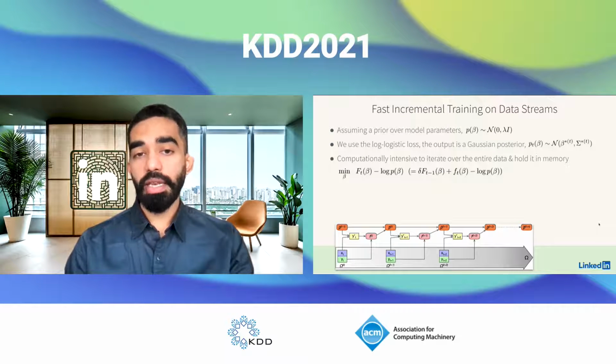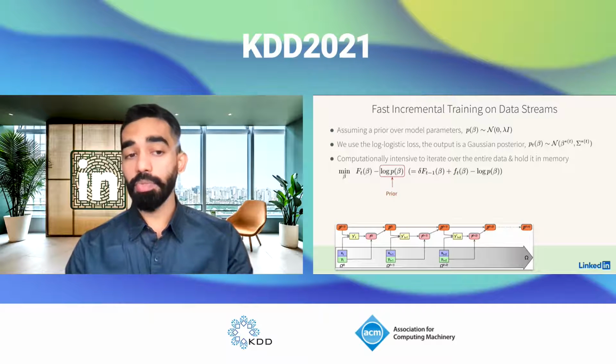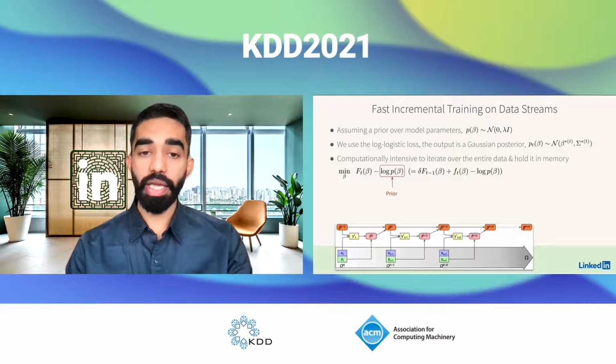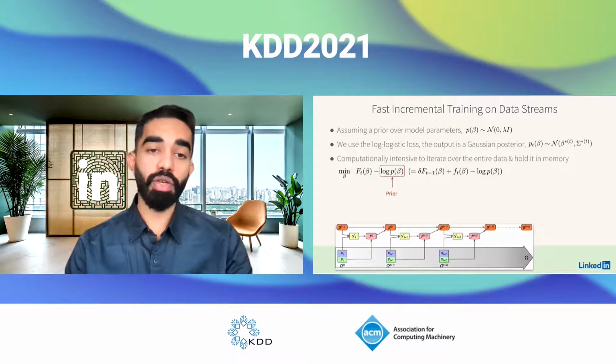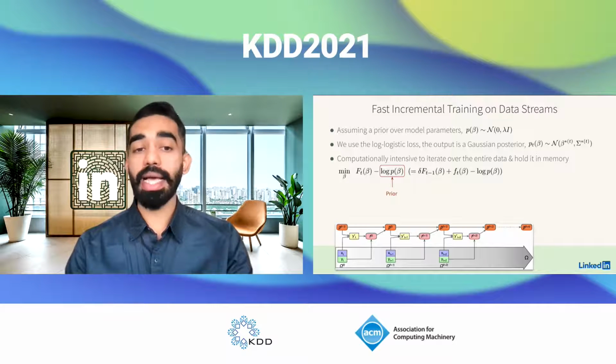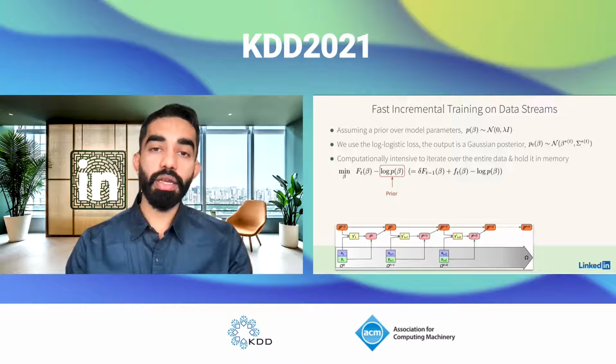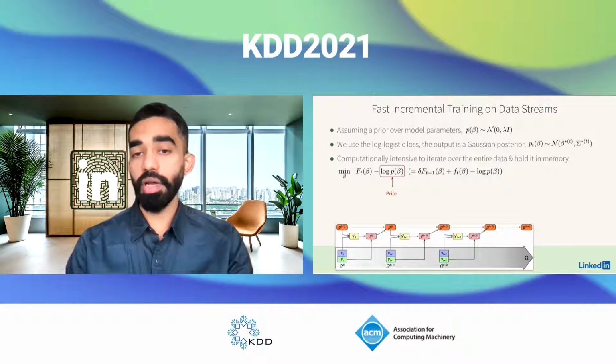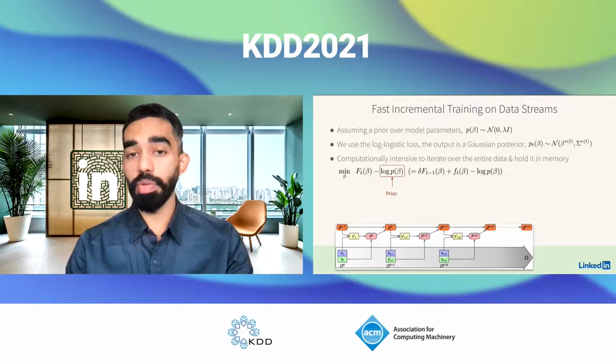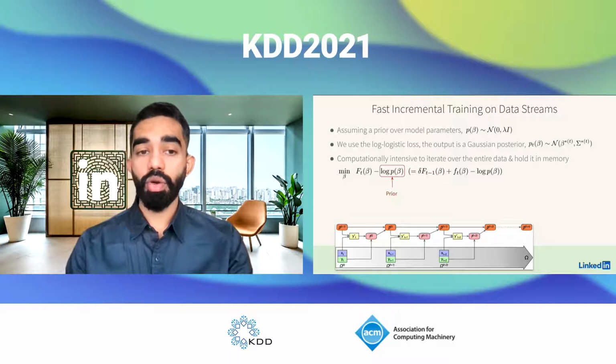We first begin by assuming there is a Gaussian prior over our model parameters. When we add this prior to the loss function, we get a new loss function that still depends on f_{t-1}, but has an additional prior term. Since we use the log logistic loss function, a Gaussian prior means that the posterior is also going to be Gaussian. We'll see how this is important later.